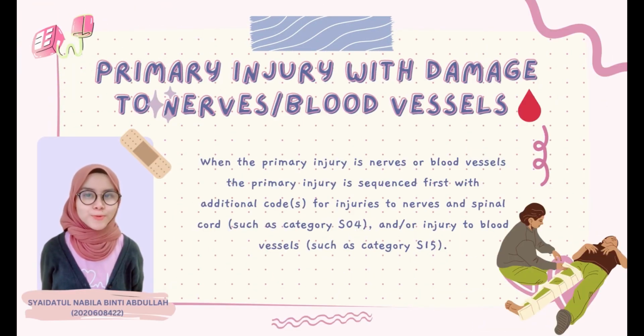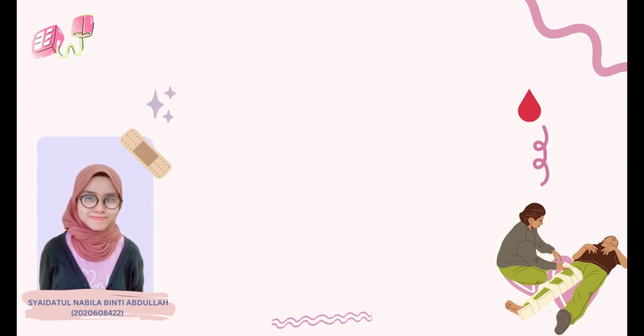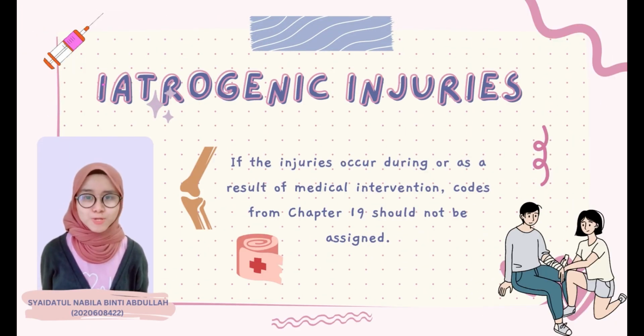Next, the guideline for primary injury with damage to nerves or blood vessels is, when the primary injury is to nerves or blood vessels, the primary injury is sequenced first and will be followed by the additional codes from injuries to nerves and spinal cord, such as codes from category S04, or injury to blood vessels, such as codes from category S15. In terms of iatrogenic injury, the guideline is if the injuries occur during or as a result of medical interventions, codes from Chapter 19 should not be assigned.